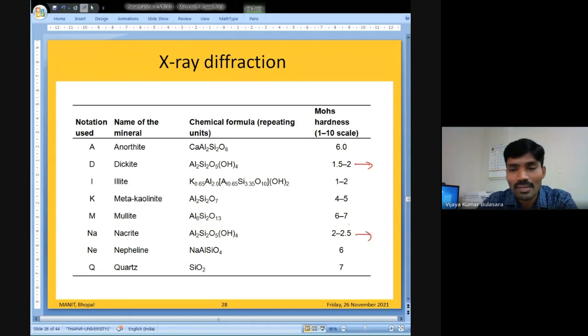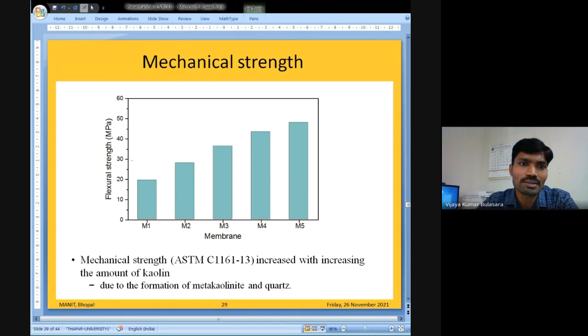So they are mainly observed in the case of the fly ash based membranes. These have low hardness, which also corresponded to low strength of the membrane. M1, M2, as we increase the kaolin content, the strength is increasing. So mechanical strength increased with increasing amount of kaolin. This is due to the formation of metakaolinite and quartz in the case of the kaolin based membranes.